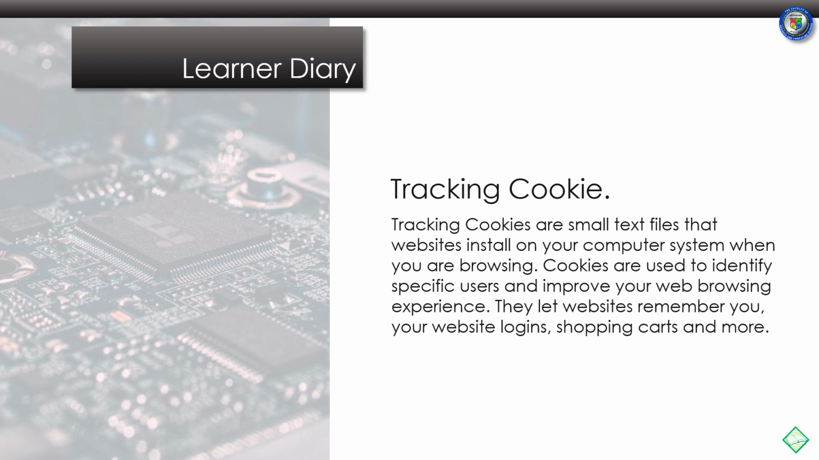Let's start off with a definition. Tracking cookies are small text files that websites install on your computer system when you're browsing. Cookies are used to identify specific users and improve your web browsing experience. They let websites remember you, your website logins, shopping carts, and much more.